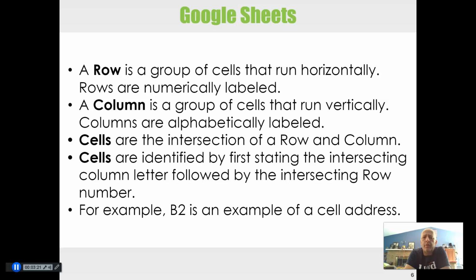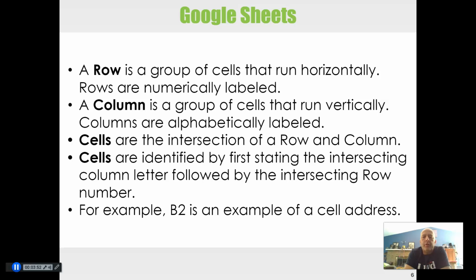A column is a group of cells that runs vertically, up and down. The columns are alphabetically labeled. You'll notice along the top of the spreadsheet, the letters, starting at A, going all the way to Z. If you have a spreadsheet that needs to go longer than Z, then it'll start with AA, AB, AC, and so on. It's almost infinite. I mean, there's no way that you're going to need all of those cells, but as big as you need it to be, it's not hard to do.